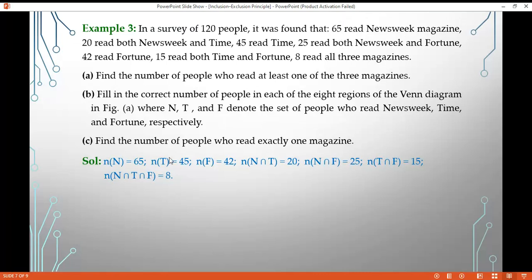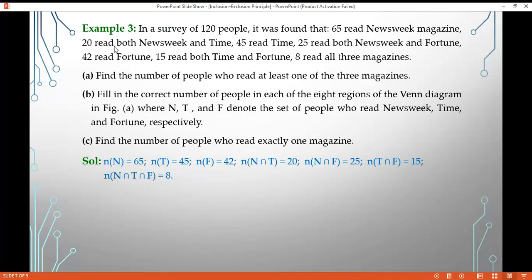So the number of N is 65, and 25 read Time. Sorry, 45 read Time. So the number of T is 45, and 42 read Fortune. So the number of F is 42.